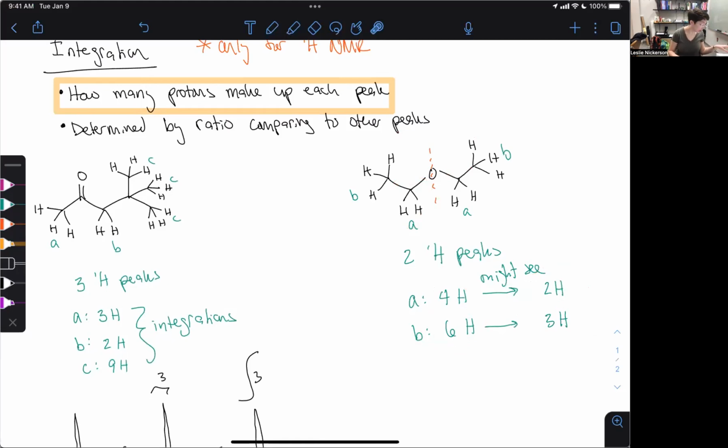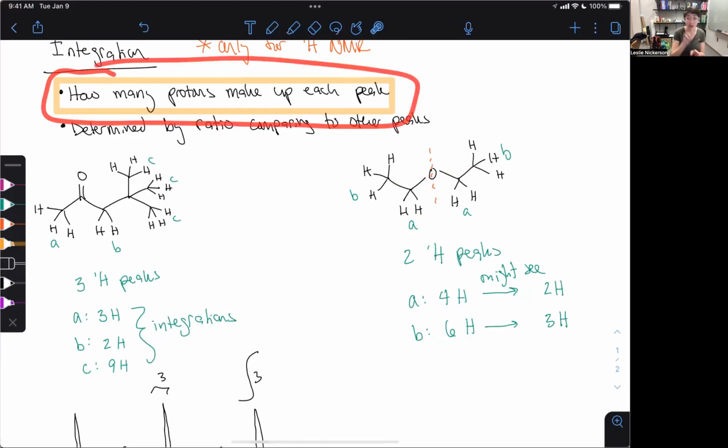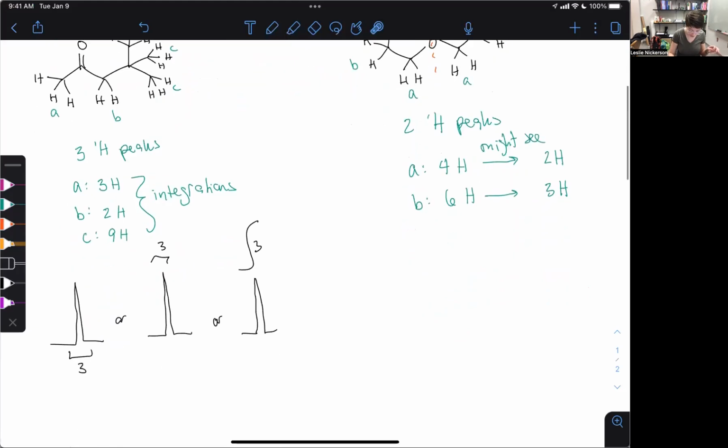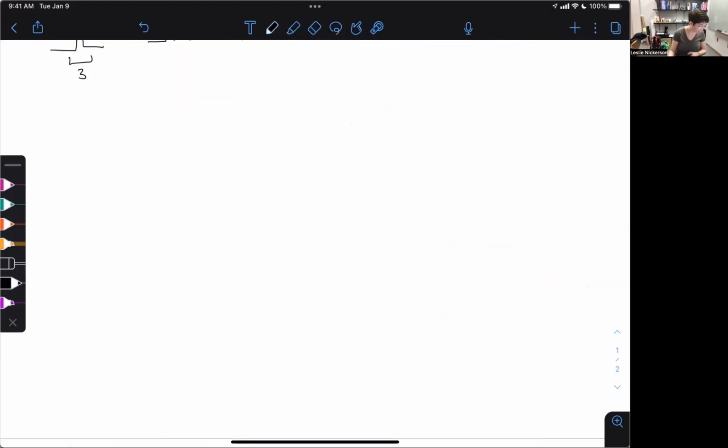Alrighty, so that's integration. So let's take a look at multiplicity. So I just want to say again, integration: how many protons make up that particular peak? Okay, that's all we're looking at. Alrighty, so let's look at multiplicity.